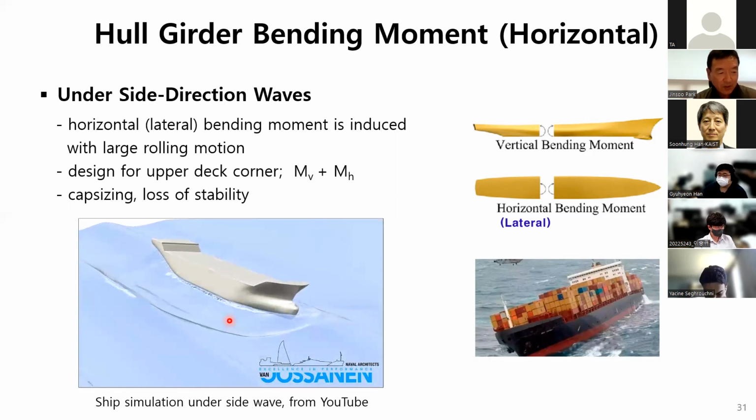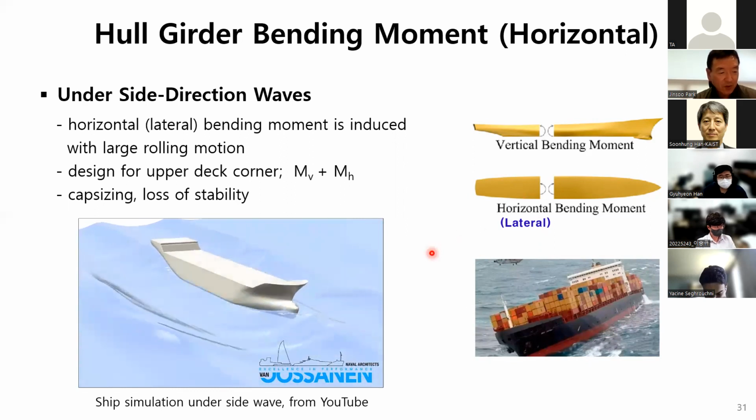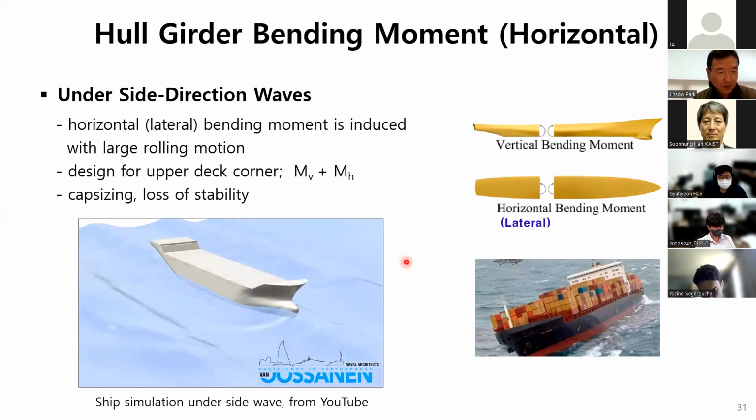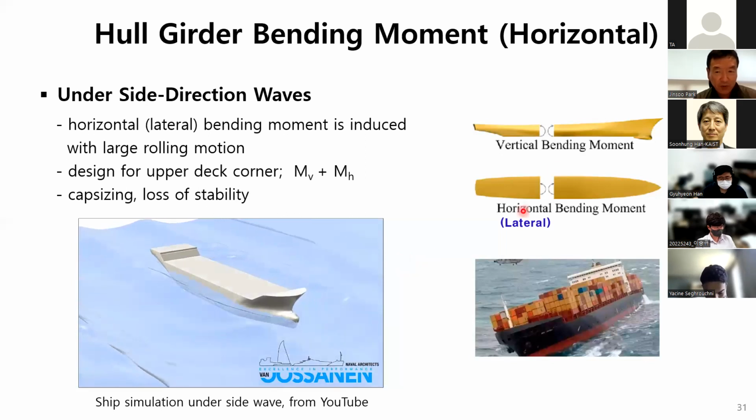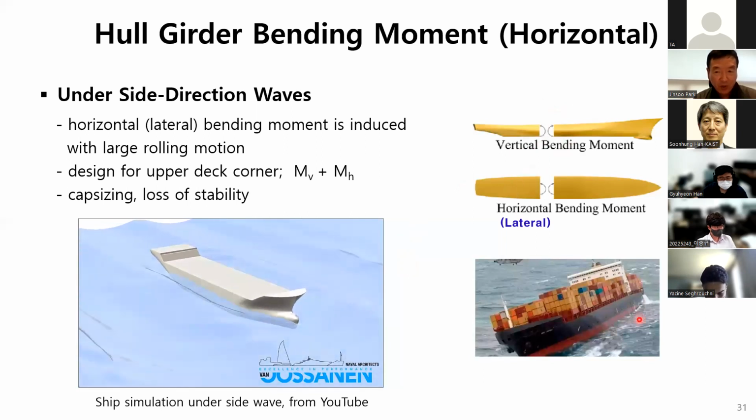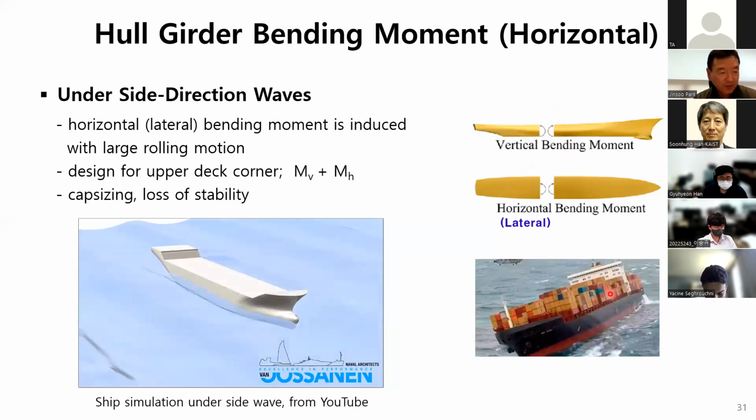horizontal, sometimes called lateral, bending moment is induced with large rolling motion. Moreover, this horizontal moment is coupled with vertical bending moment, so stresses at the upper deck corner may become seriously large.